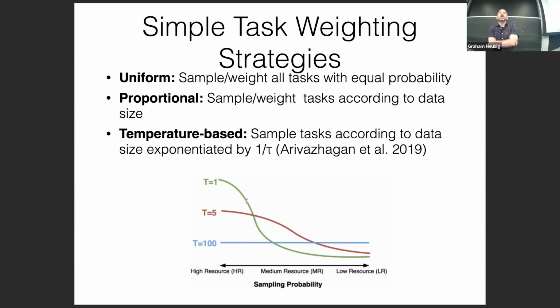So, some simple task weighting or sampling strategies. Uniform is the simplest one, obviously: you weight or sample the tasks with equal probability. Another one is proportional sampling or weighting, where you sample or weight tasks according to the data size. This is exactly what would happen if you just combined all your data together and then did training over all of your data.